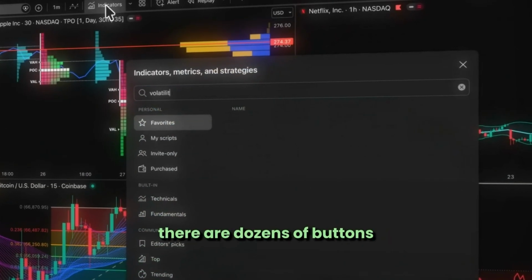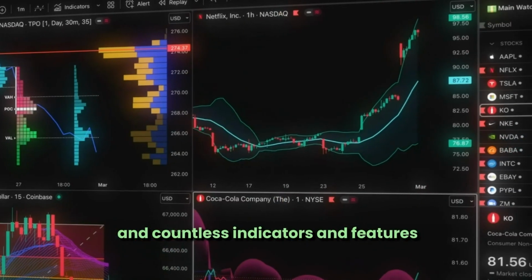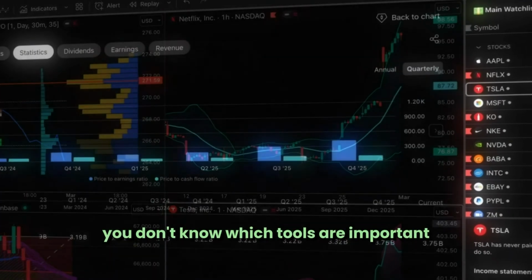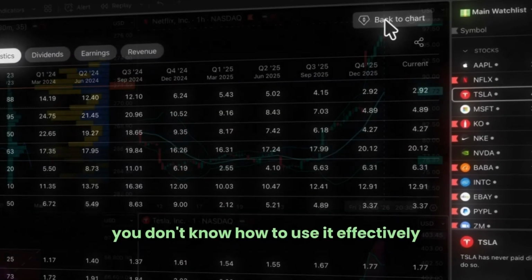There are dozens of buttons, hundreds of tools, and countless indicators and features. You don't know where to start. You don't know which tools are important, and you don't know how to use it effectively.